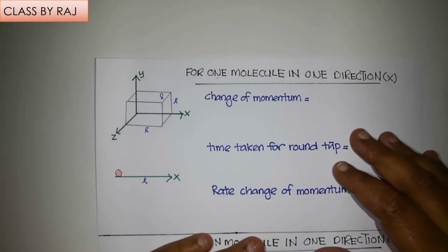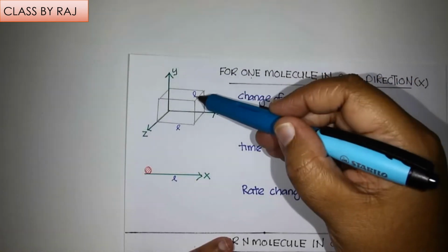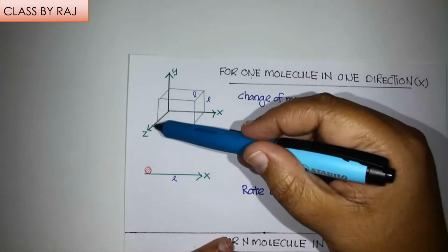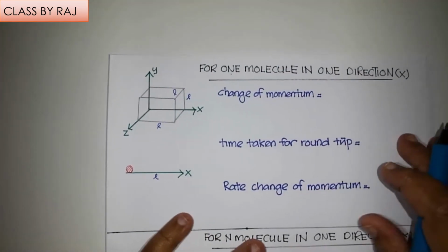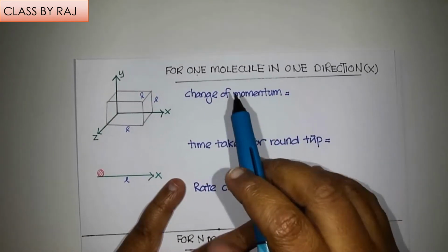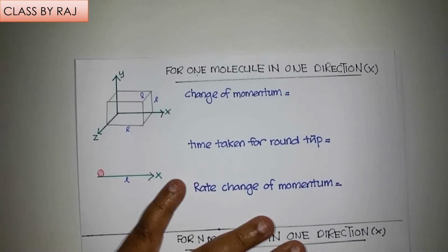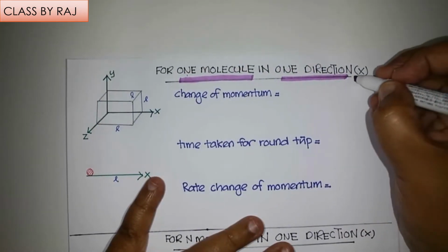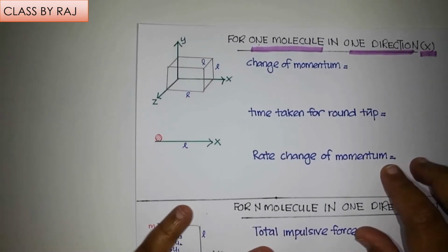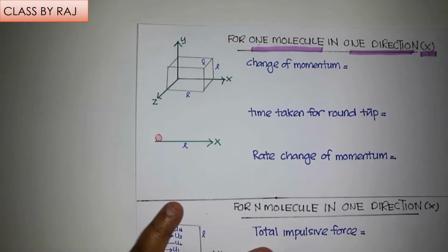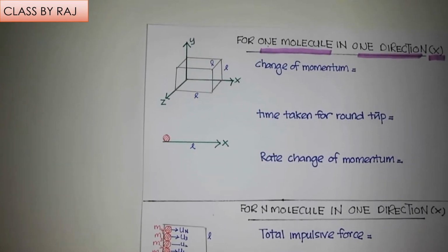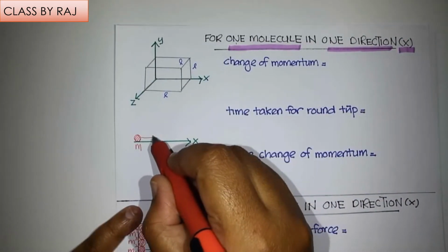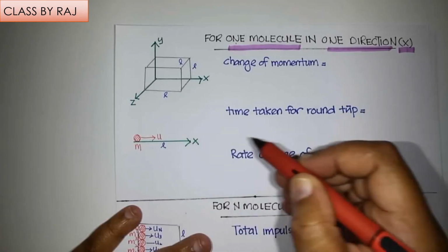Now let's look at this. We have a cube where each side is L, and we have 3 directions, X, Y and Z. Now we're going to prove the pressure of a gas by looking at one molecule in one direction, the X direction. The molecule has mass m and is moving with a speed, or velocity, of u.